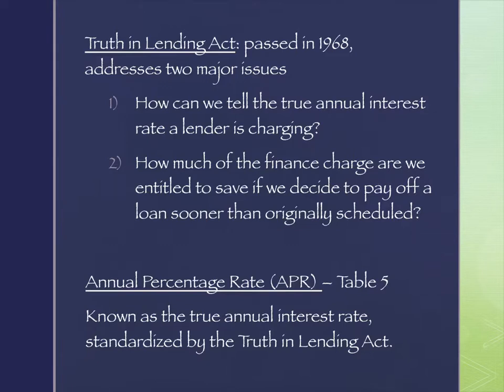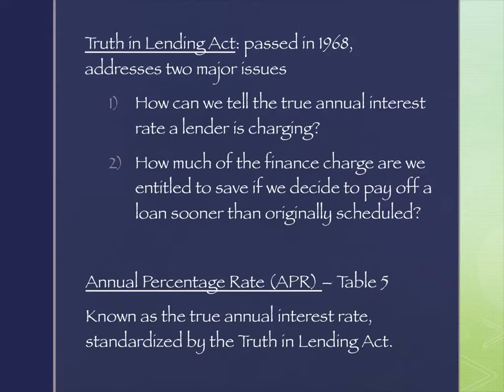I'm going to hand out a piece of paper here in a second when we get to this particular part of the question. But we're going to use a table. Your book calls it Table 5. It's an APR table, and it's known as the true annual interest rate. This is standardized by the Truth in Lending Act.